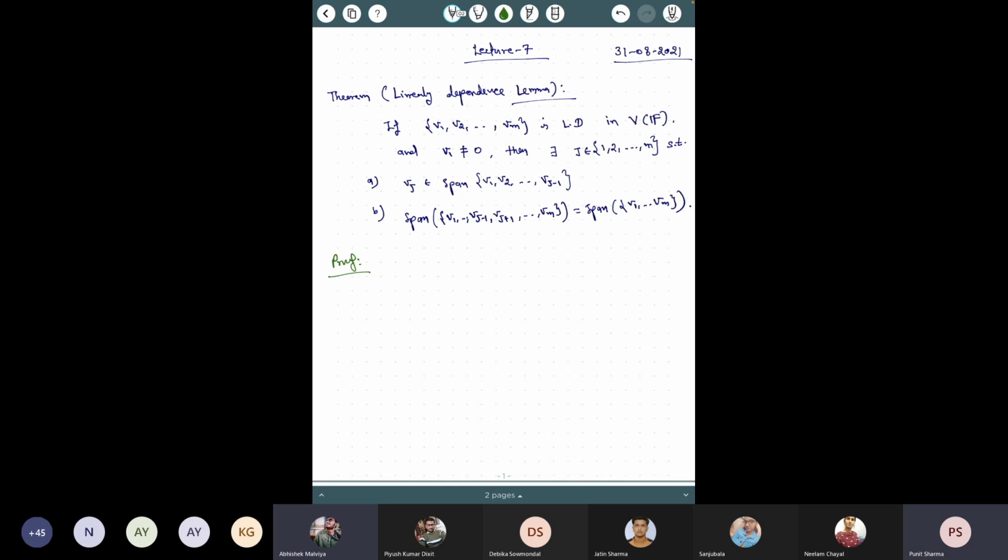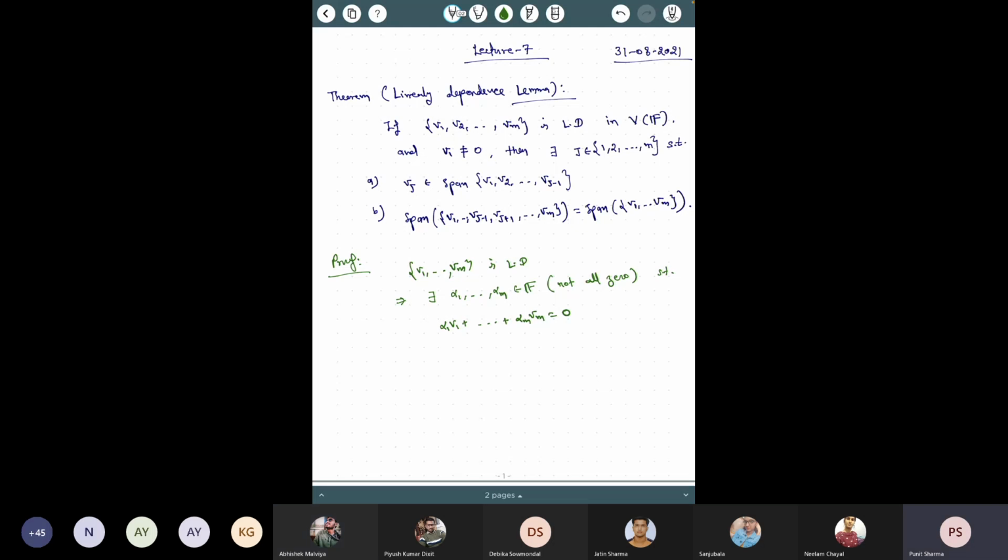So yeah, let me write what you are saying. So you are saying that, since this set is linearly dependent, this implies that there exist alpha 1 to alpha m, some scalars such that not all of them are zero, such that this linear combination is zero. This is what you are saying, right?